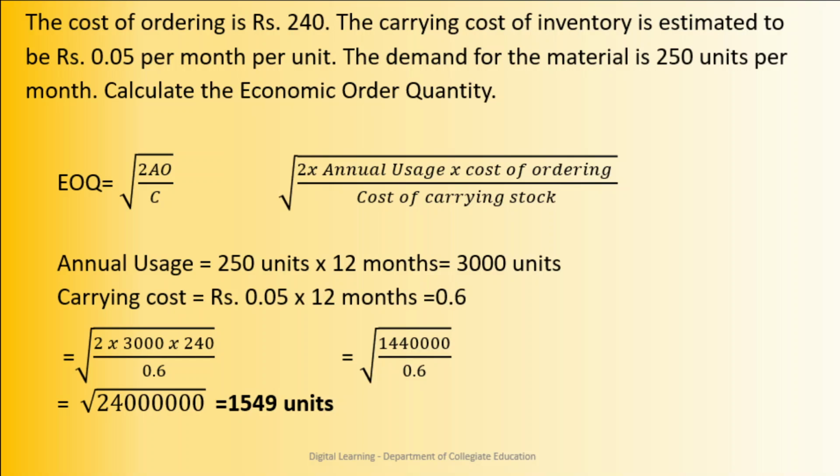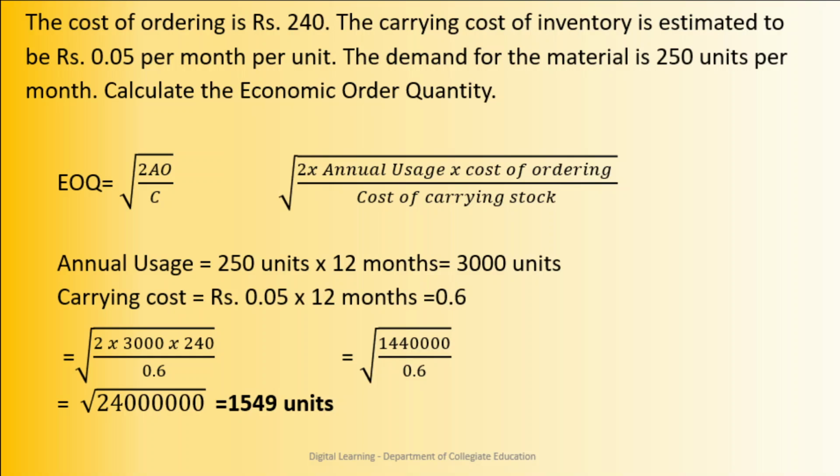The next problem. In this particular problem, the cost of ordering is given as rupees 240. The carrying cost of inventory is estimated to be rupees 0.05 per month per unit. The demand for the material is 250 units per month. Calculate the economic order quantity.